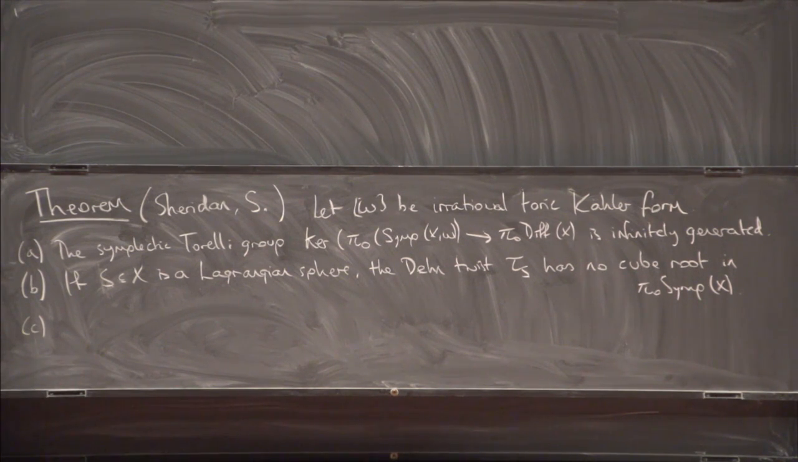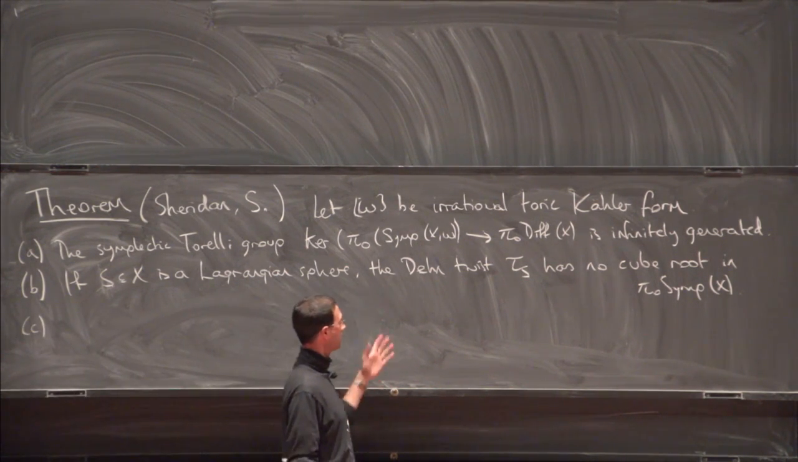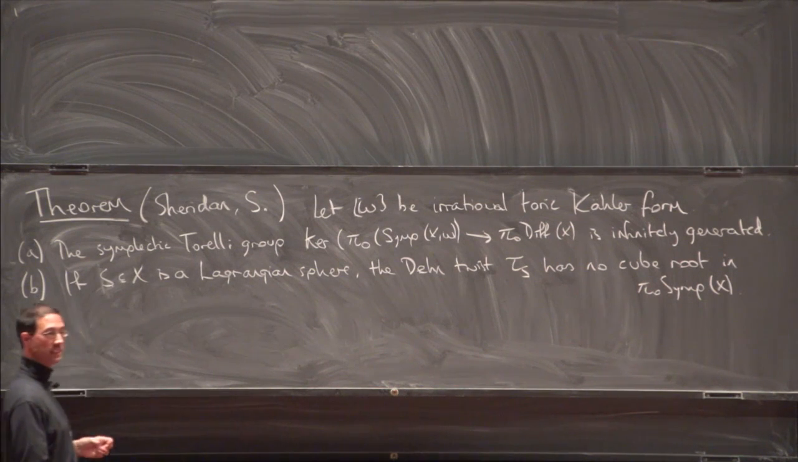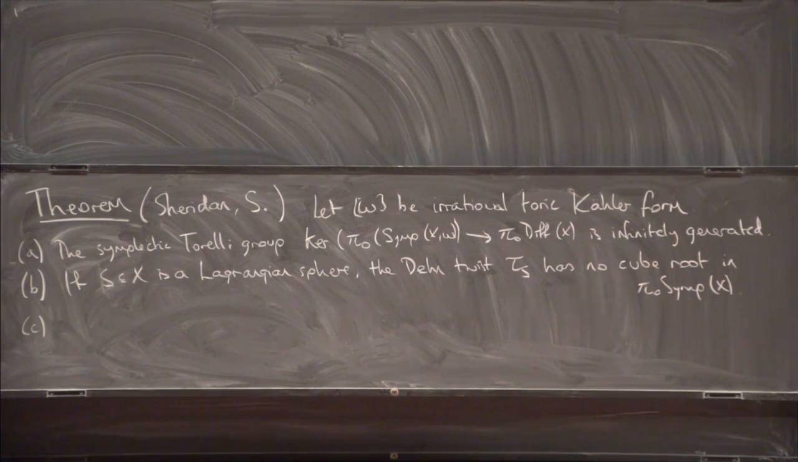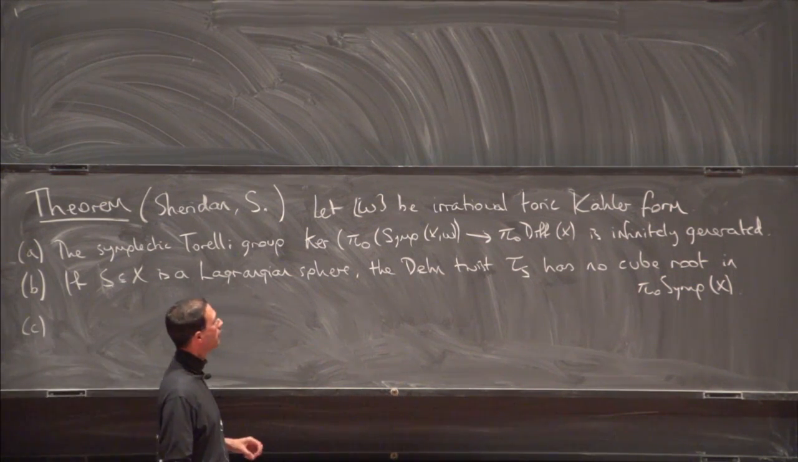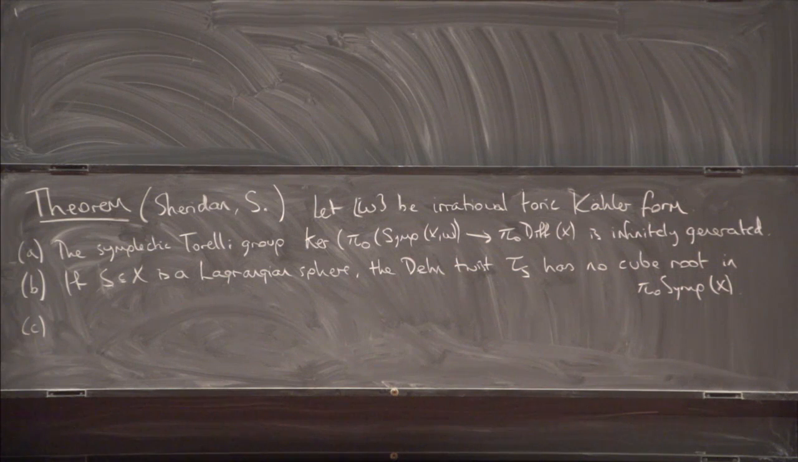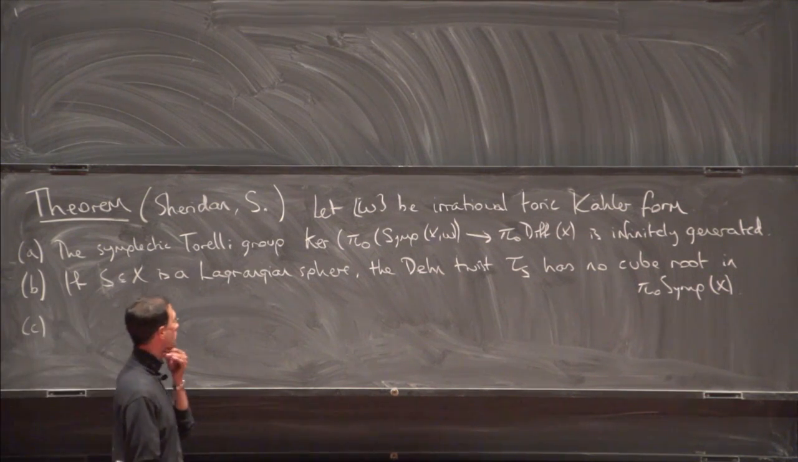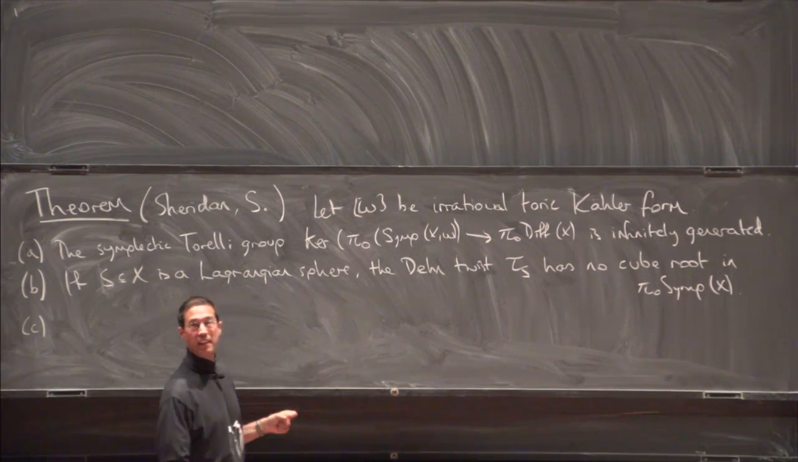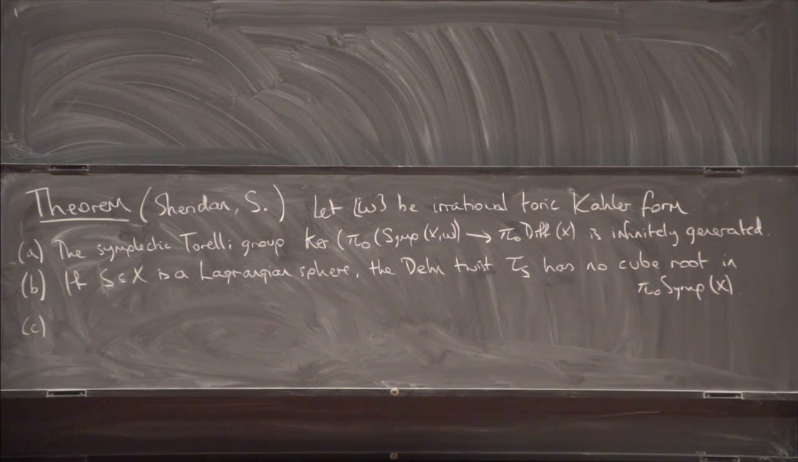So if S is a Lagrangian sphere, it's a classical fact, imported to us in this subject by Kronheimer and Seidel, that the square of a Dehn twist in a Lagrangian sphere in a four-manifold is smoothly isotopic to the identity. In particular, its cube is itself. So a Dehn twist always has a cube root in pi naught of Diff, but this says that the Dehn twist in a Lagrangian sphere in this particular K3 has no cube root in pi naught of Symp.